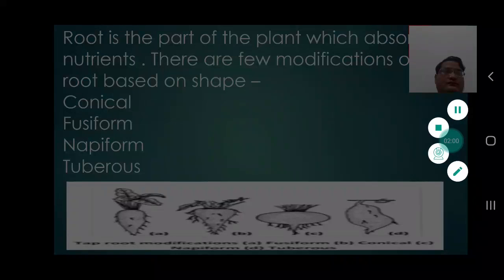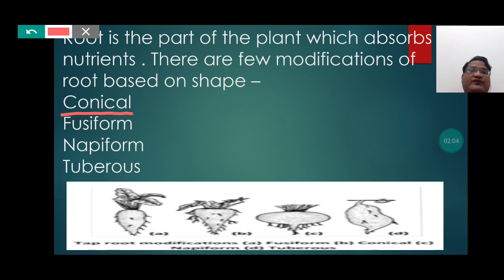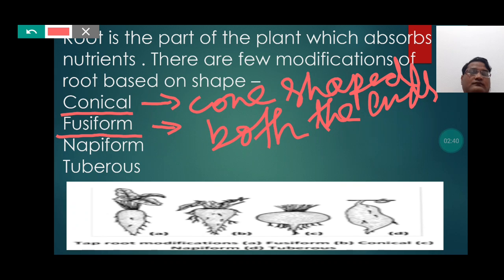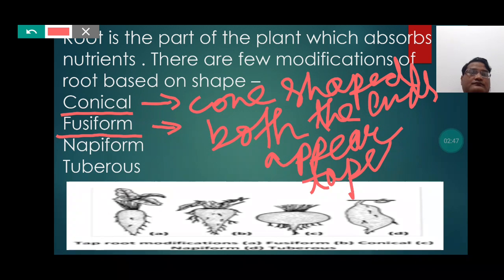So students, the conical form of the root actually appears cone shaped, whereas the fusiform root is the particular type of root whose both the ends appear tapering. So students, that is called as the fusiform.